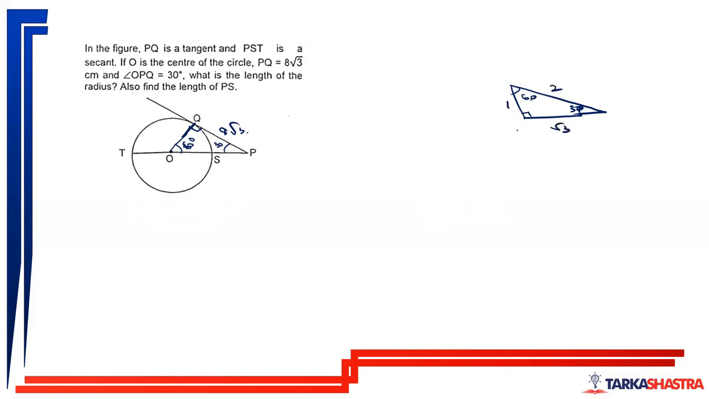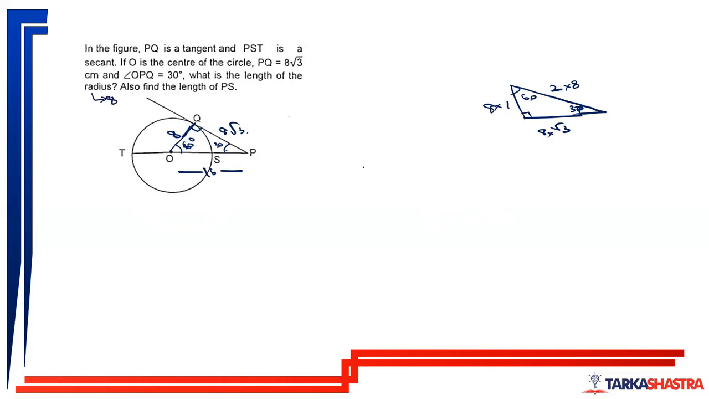But opposite to 60, it is 8 root 3, which is multiplied by 8. So everything will be multiplied by 8. As opposite to 60 is 8 root 3, opposite to 30 will be 8 into 1, that is 8. And opposite to 90 will be 8 into 2, that is 16. So what is the length of the radius? The length of the radius is 8 centimeters.